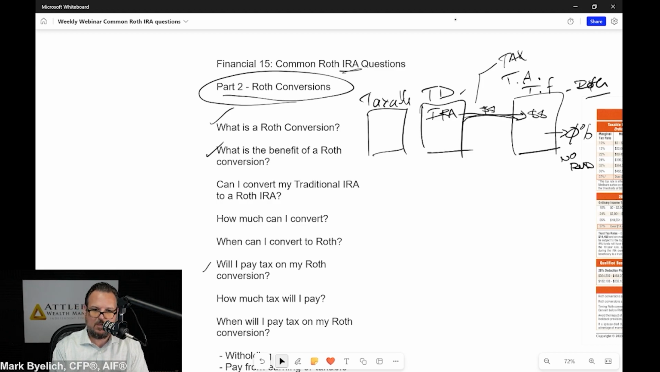Whereas we talk a lot about RMDs on this weekly webinar and all the trouble people run into with RMDs and all the confusion they have, because currently at age 73, the IRS tells you exactly how much you have to take out of this tax-deferred bucket. Each account has a requirement, and you don't get to decide. It used to be a 50% penalty of what you should have taken. Now it's either 25% or 10%, depending on how fast you act.